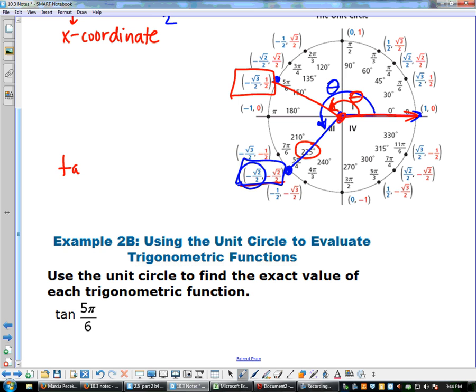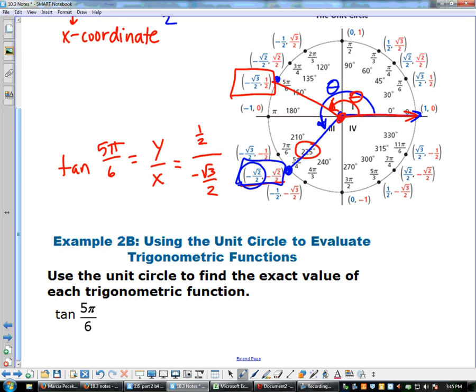So if we want the tangent of 5 pi over 6, the formula is y over r. So we want, I'm sorry, y over x. Thank you, Ms. Bella, keeping me honest. And so the y-coordinate here is 1/2, and the x-coordinate is negative square root of 3 over 2.